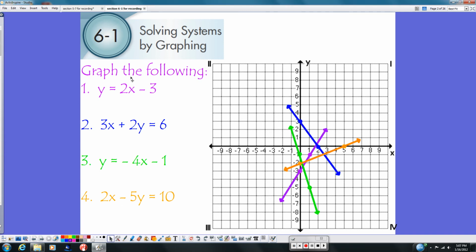Okay, our first equation is in slope-intercept form. We graph the negative 3 first. That's the y-intercept. So we come down to negative 3. From there, our slope is 2. So that means up 2 and over 1, and that gives us our purple line.